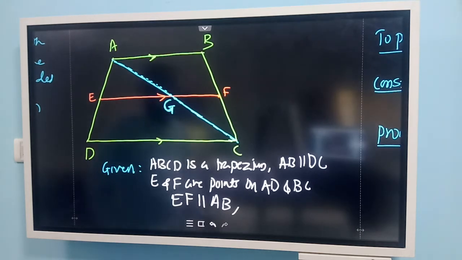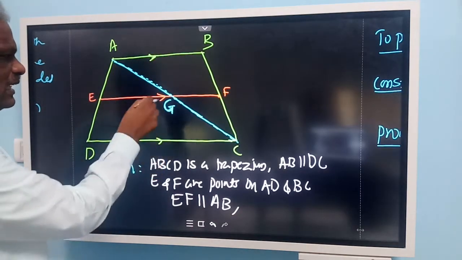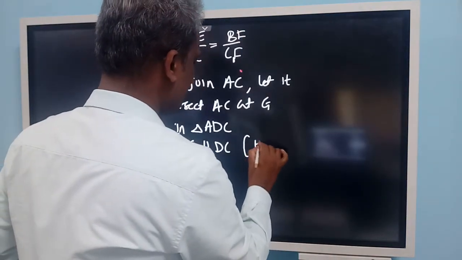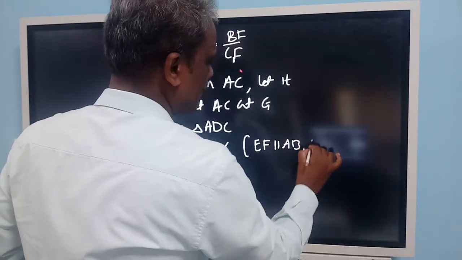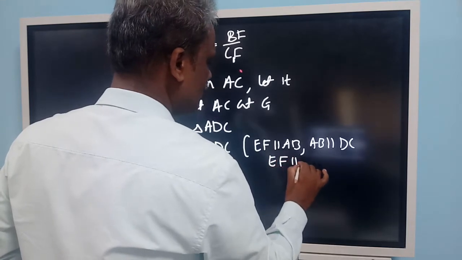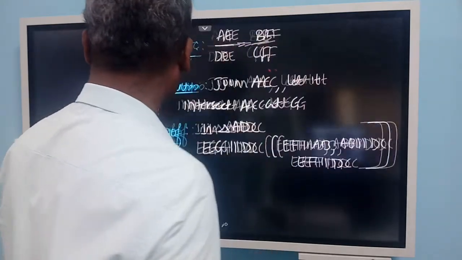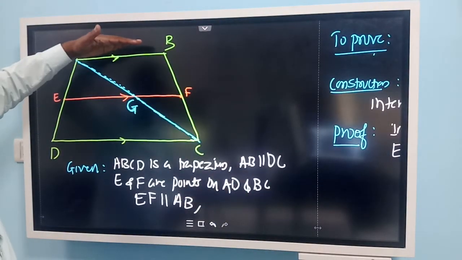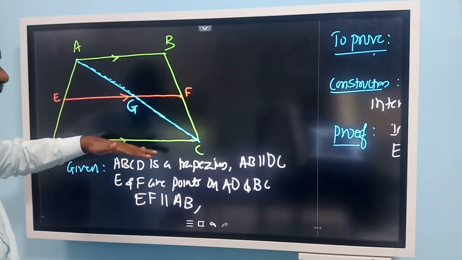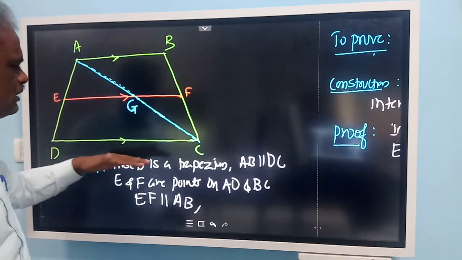Sir, EF parallel to DC. Because EF is parallel to AB, it is given, and AB is parallel to DC, therefore EF must be parallel to DC. They are given in the data EF parallel to AB and ABCD is a trapezium, AB parallel to DC, therefore EF must be parallel to DC. Since EF is parallel to DC, EG also falls on EF, therefore EG must be parallel to DC.